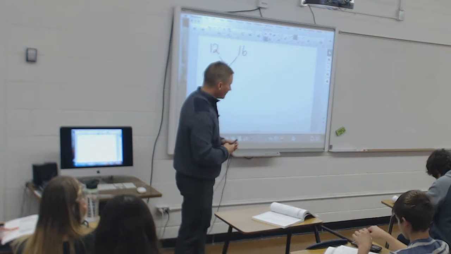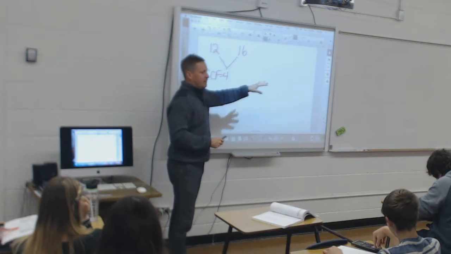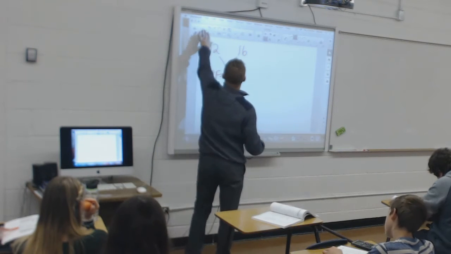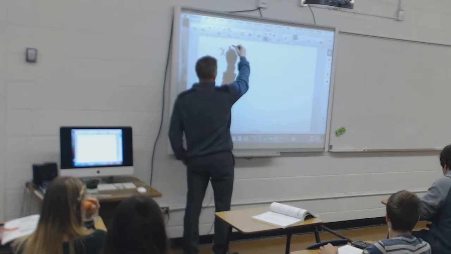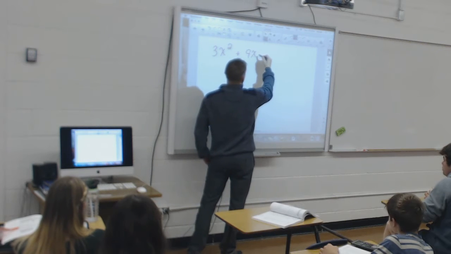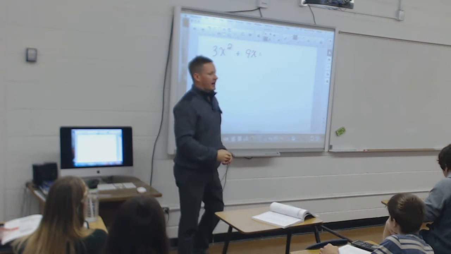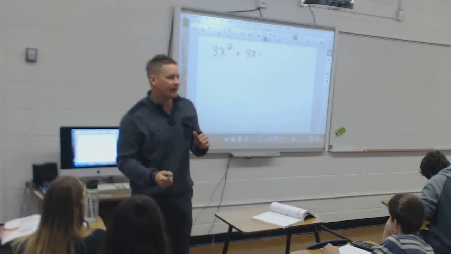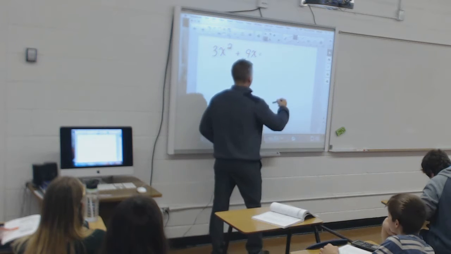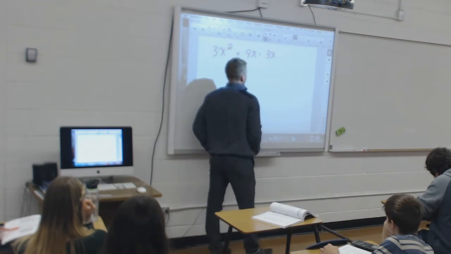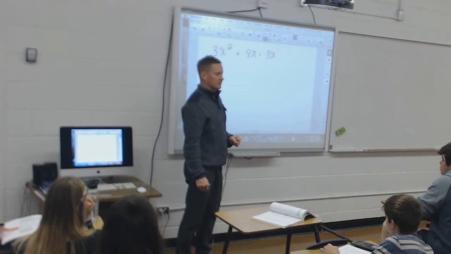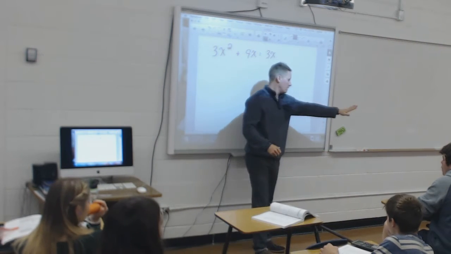Now, the numbers are the easy part. It's when we introduce variables. So I'm going to show you an example. I have 3x squared plus 9x, let's say. And I ask you, okay, what is the greatest common factor here? 3x. Now, when I divide 3x squared by 3x, what am I left with?